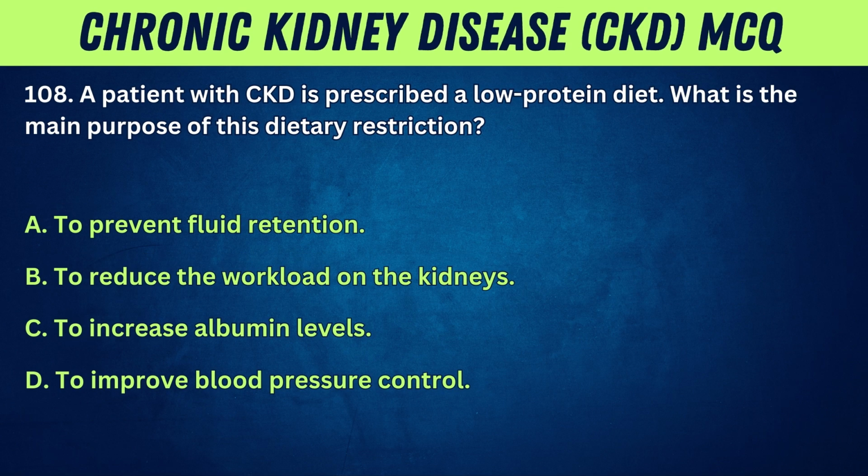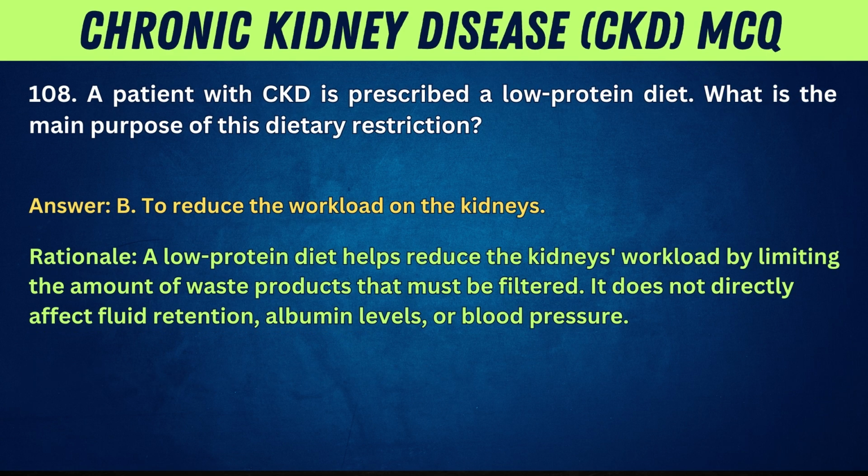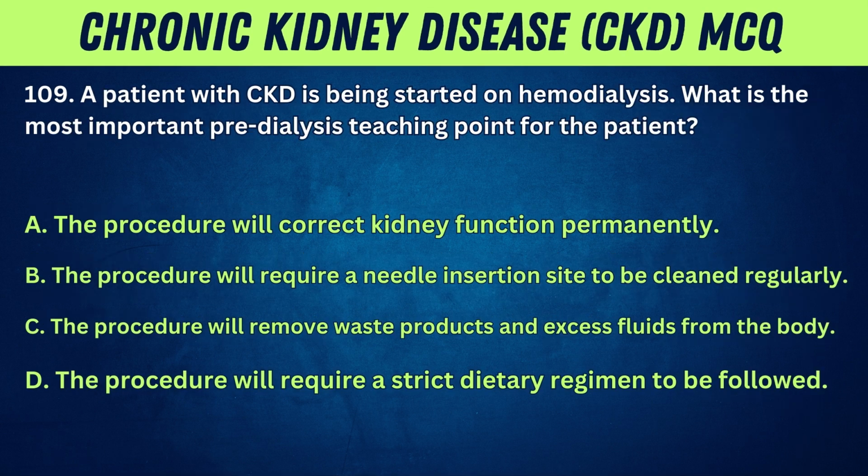108. A patient with CKD is prescribed a low-protein diet. What is the main purpose of this dietary restriction? A. To prevent fluid retention. B. To reduce the workload on the kidneys. C. To increase albumin levels. D. To improve blood pressure control. Answer: B. To reduce the workload on the kidneys. Rationale: a low-protein diet helps reduce the kidneys' workload by limiting the amount of waste products that must be filtered. It does not directly affect fluid retention, albumin levels, or blood pressure.